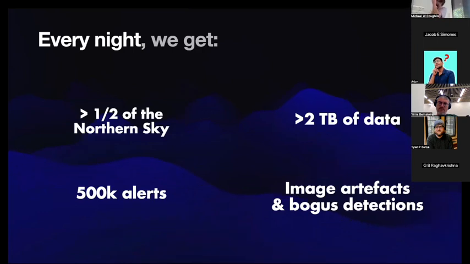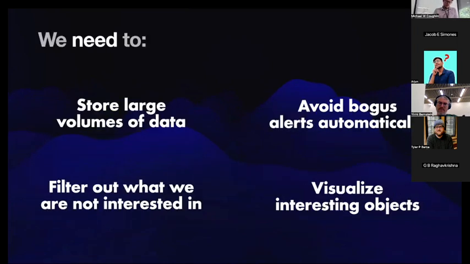And so with ZTF, we cover something like 1/2 of the northern sky. It corresponds to about 2 terabytes of data, 500K alerts. And now, in addition to the real objects, we're also identifying all sorts of artifacts and bogus detections. And again, these are the machine learning techniques, which we'll talk about over the next day or so, to deal with that.